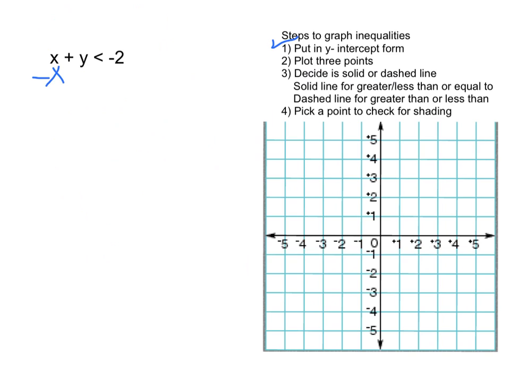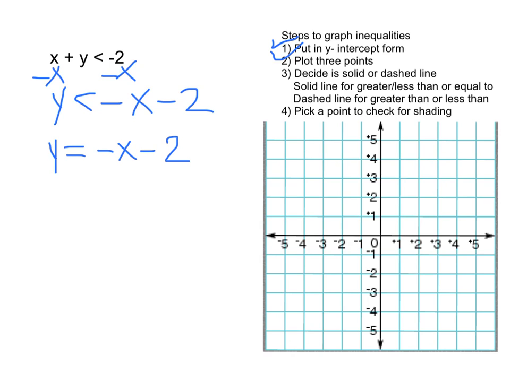To put it in y-intercept form, I have to subtract an x from both sides. So this is going to be y is less than negative x minus 2. Now I'm going to plot 3 points. I'm not going to do the t-table for this one. I'm going to use the equation of a line. So I'm going to pretend this is y equals negative x minus 2.